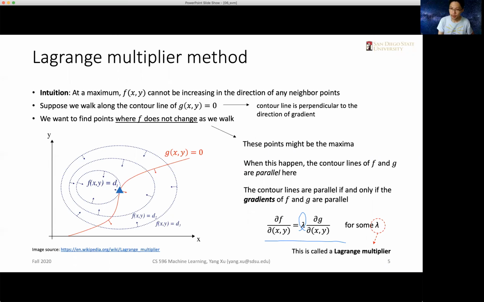If the contours are parallel with each other, those are the points where the f function doesn't change values. It could be a minimum point or a maximum point. So if there are multiple such points, we need to check and compare their values.